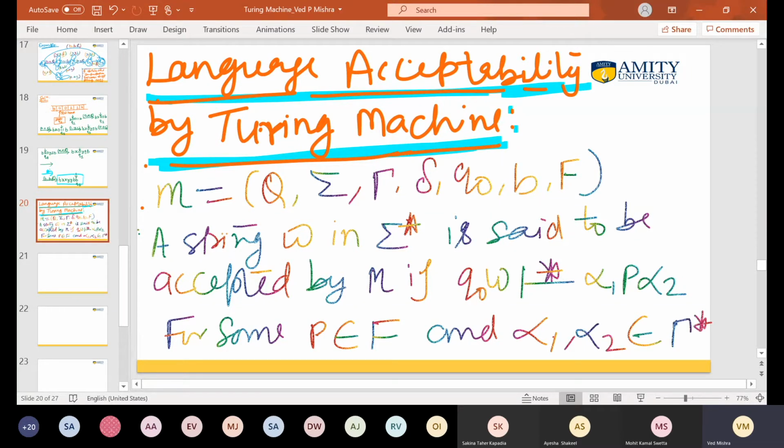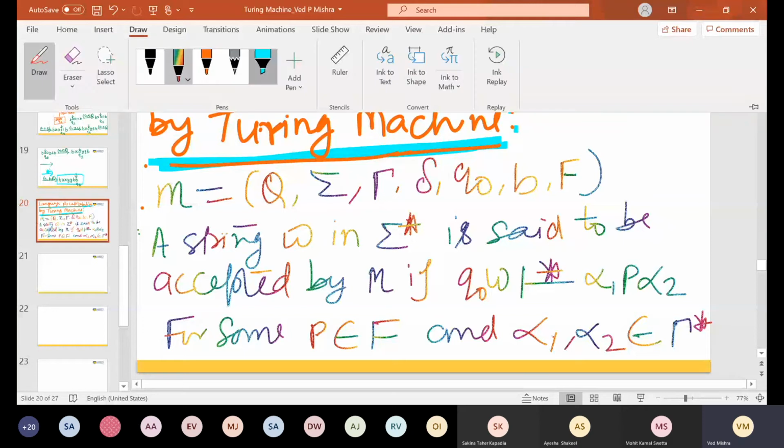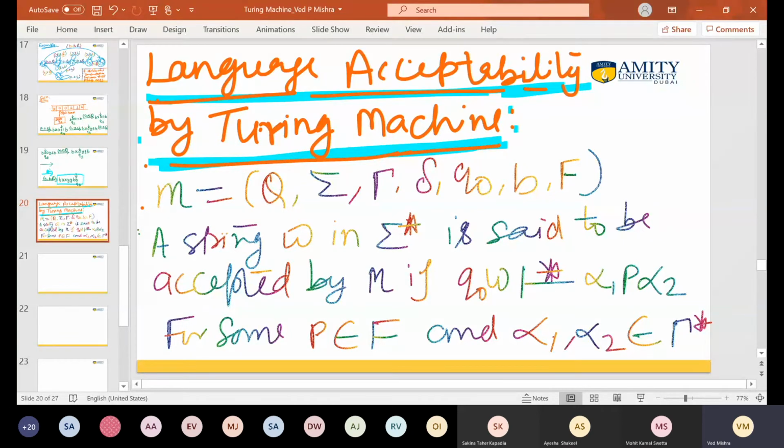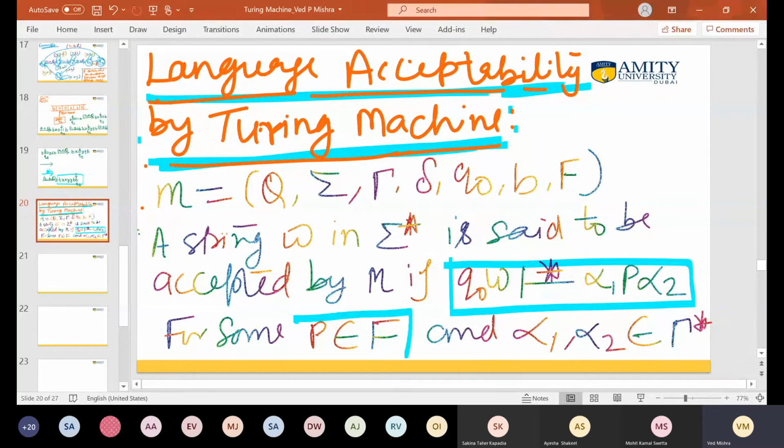Okay, so when will you say it is accepted? If you are reaching the final state after processing everything. If you are at the final state, that means the string is accepted.